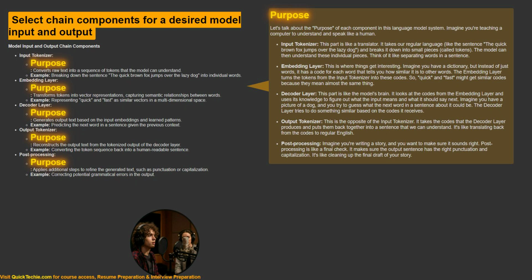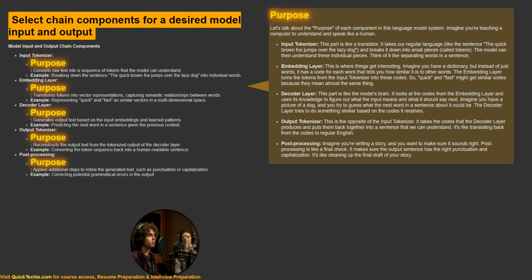Purpose. Let's talk about the purpose of each component in this language model system. Imagine you are teaching a computer to understand and speak like a human. Input tokenizer. This part is like a translator. It takes our regular language, like the sentence, the quick brown fox jumps over the lazy dog, and breaks it down into small pieces, called tokens. The model can then understand these individual pieces. Think of it like separating words in a sentence.